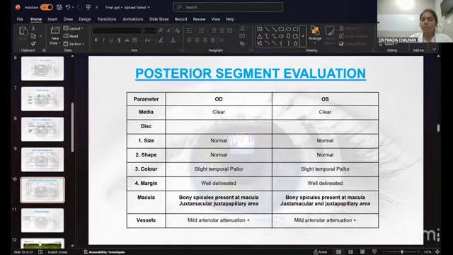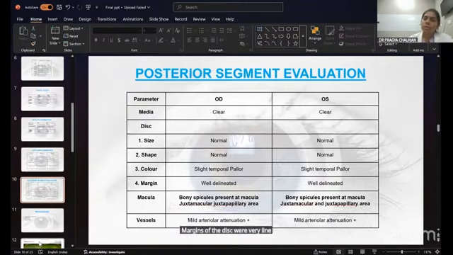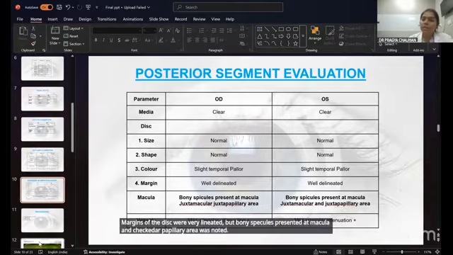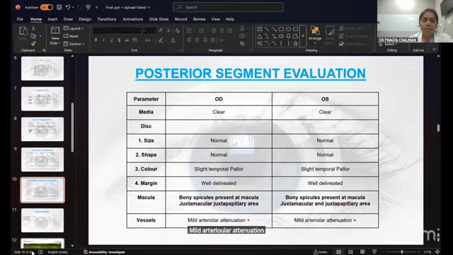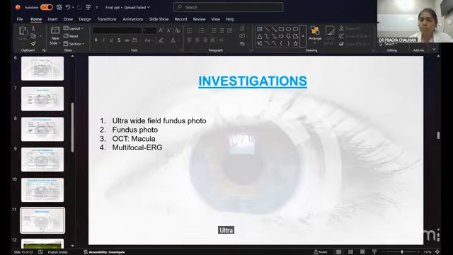On posterior segment evaluation, media was clear, size and shape of the disc was normal, but a slight temporal pallor was noted. Margins of the disc were well delineated, but bony spicules were noted at macula and juxtapapillary area. Mild arteriolar attenuation of the arteries was also noted. Investigations we did in the patient's ward: ultra-wide field fundus photo, OCT macula and multifocal ERG.